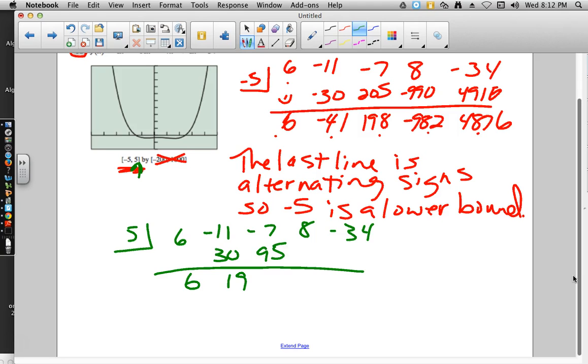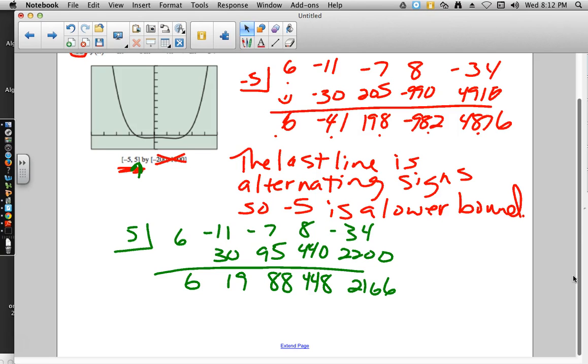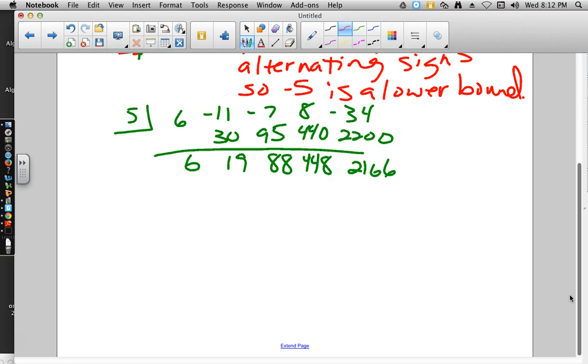Negative 7 plus 95 is 88. 88 times 5 is 440. Add 8 to it, you get 448. 448 times 5 is 2,200. And negative 34 plus 2,200 is 2,166. Those are all non-negative numbers. In fact, to be more specific, they are all positive numbers. That means this is an upper bound.